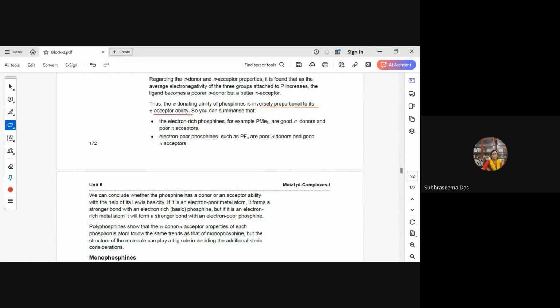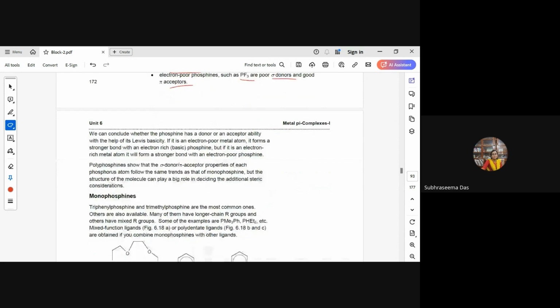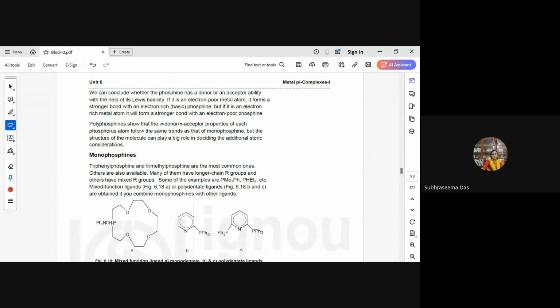In summary, electron rich phosphines like PMe3 are good sigma donors and poor pi acceptors, whereas electron poor phosphines like PF3 are poor sigma donors and good pi acceptors. Polyphosphines show that the sigma donor pi acceptor properties of each phosphorus atom follow the same trends, but the structure of a molecule is decided by considering additional steric configurations.